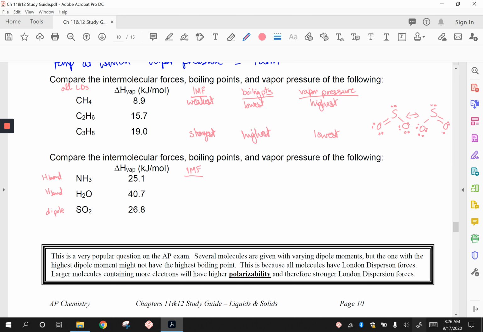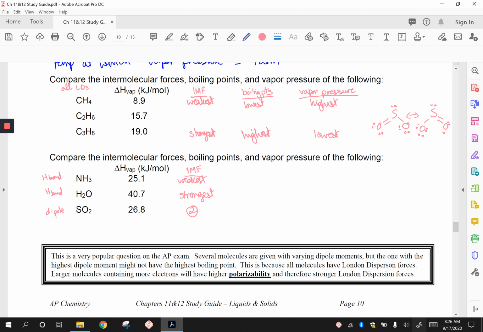Because in real life, we study the generalization, the general rules. There's always exceptions in real life, right? And so if you're given data, that is reflecting the truth. So you go by whatever the data is. So what is the data telling you? Well, the data is telling you that water is the strongest of the intermolecular forces, which is what we predicted. But then it's telling you that this one is number 2 in the middle, and this one is the weakest of the intermolecular forces.